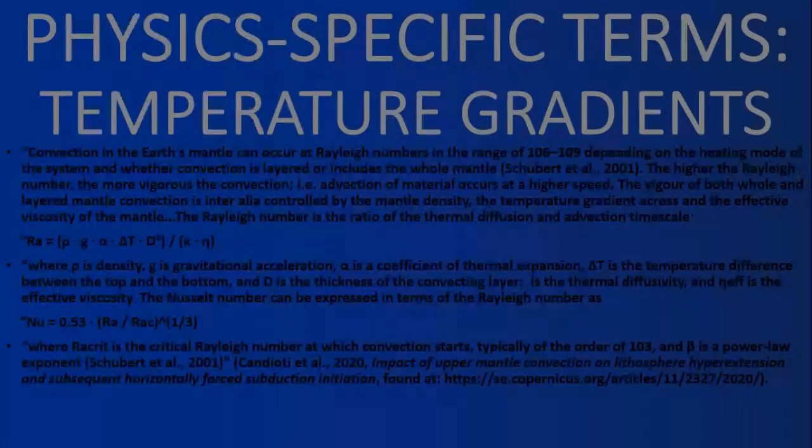The Nusselt number can be expressed in terms of the Rayleigh number as Nusselt equals 0.53 times Rayleigh over Rayleigh critical, raised to the one-third power, where Rayleigh critical is the critical Rayleigh number at which convection starts, typically of the order of 10^3, and beta is the power law exponent.